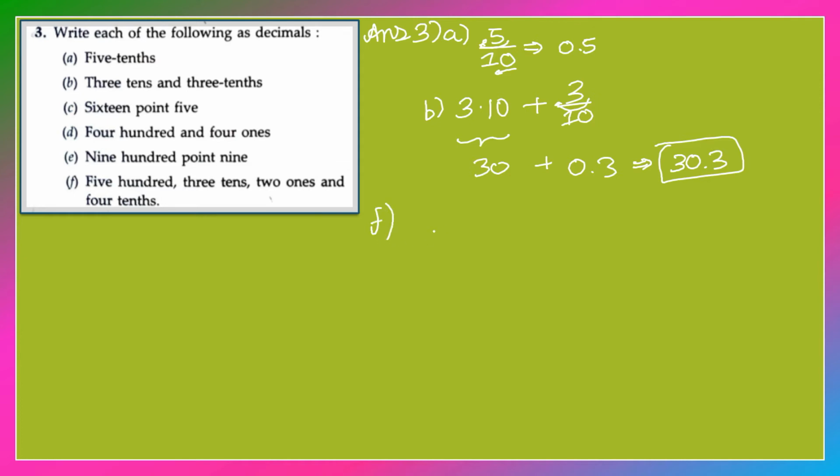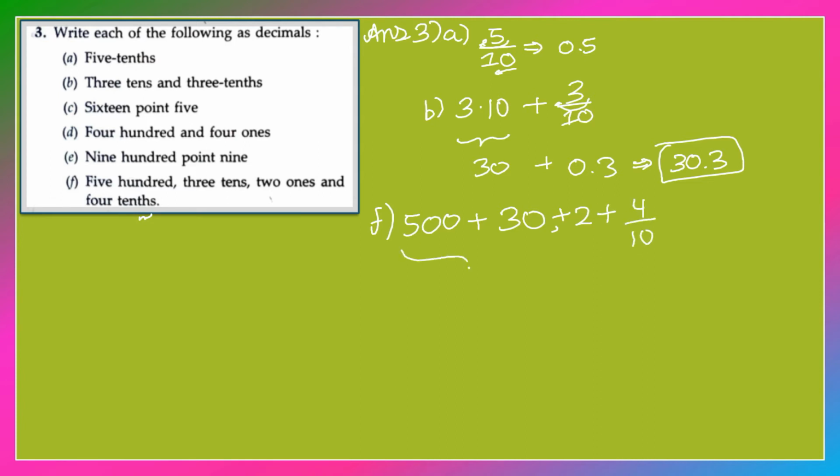5 hundreds, 3 tens, 2 ones and 4 tenths. So we have 500, that is 500 only. Then we have 3 tens, that is 30 only. 3 into 10 is 30. Then we have 2 ones, that is 2 only. And we have 4 tenths. Remember, TH is written, it means we have to divide. That is 4 tenths, it means 4 upon 10.